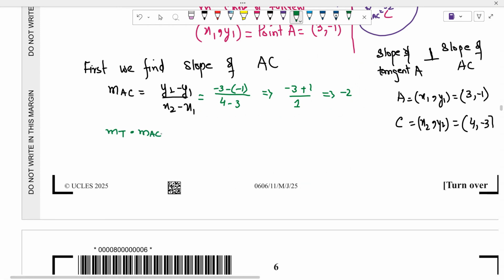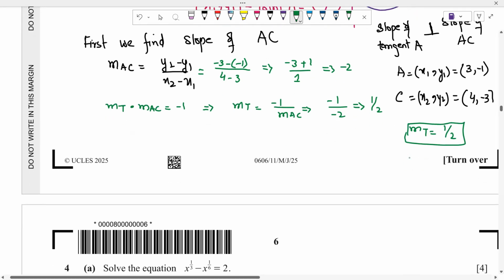Okay, now as we know that the tangent is perpendicular to AC, the slope of the tangent times the slope of AC is equal to -1, and in this case the slope of the tangent is equal to -1 over m_AC, which is -1 over -2, which is equal to 1 over 2. So we have the information of mt, which is the slope of the tangent.